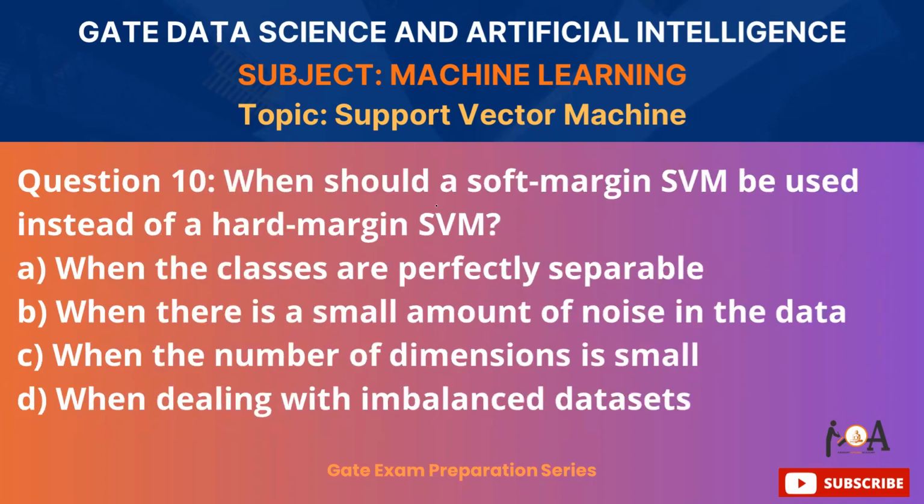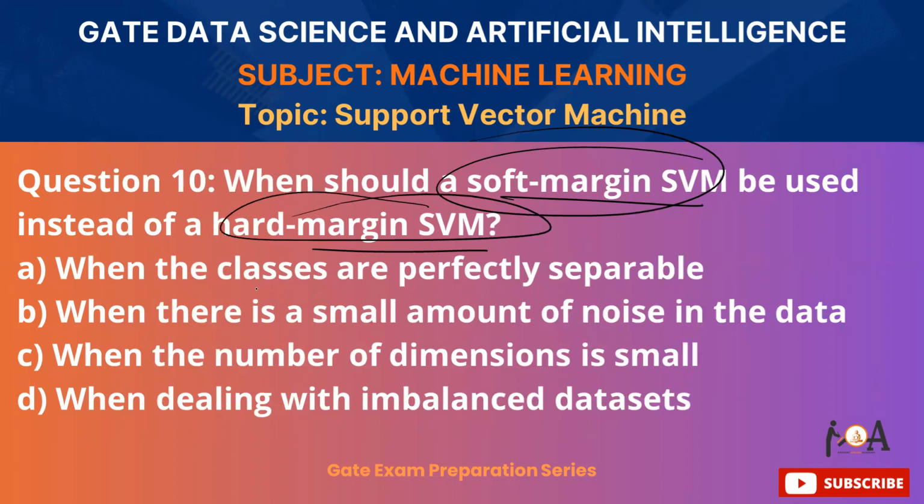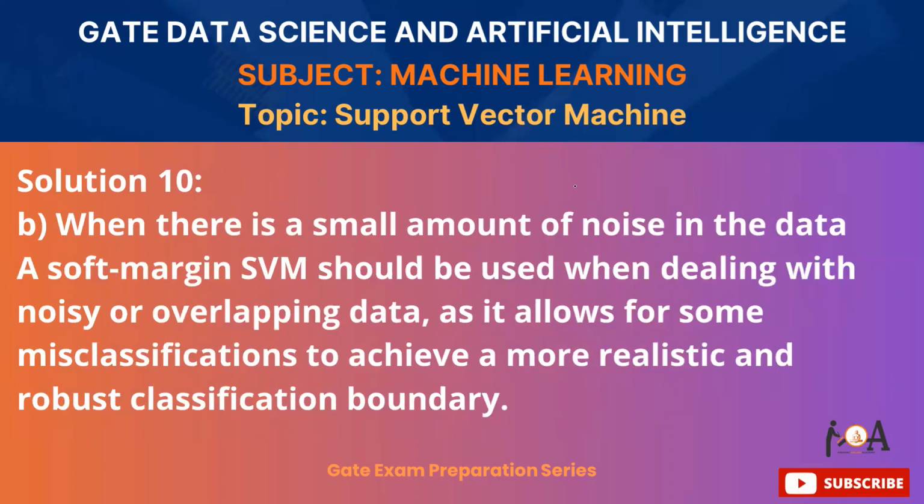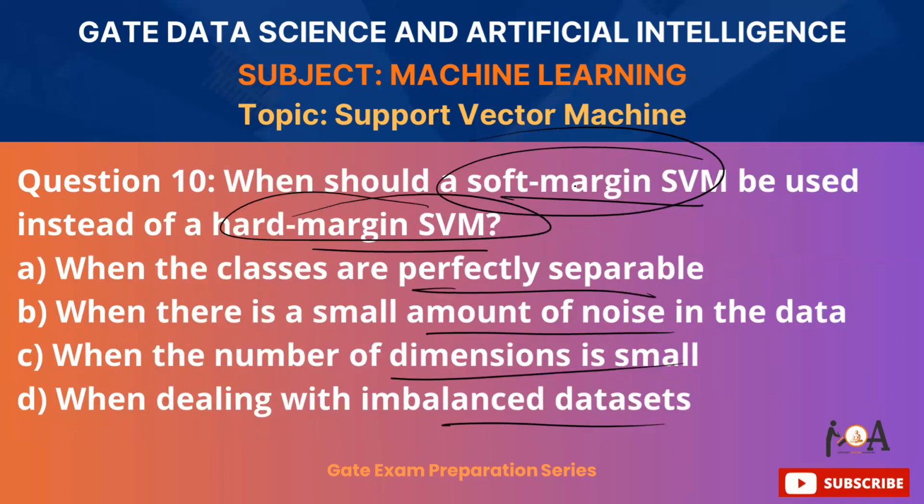Question number 10. When should a soft margin SVM be used instead of hard margin SVM? So when to use soft margin SVM and when to use hard margin SVM? Option A, when the classes are perfectly separable, or when there is a small amount of noise in the data, or when the number of dimensions is small, or when dealing with imbalanced data set.